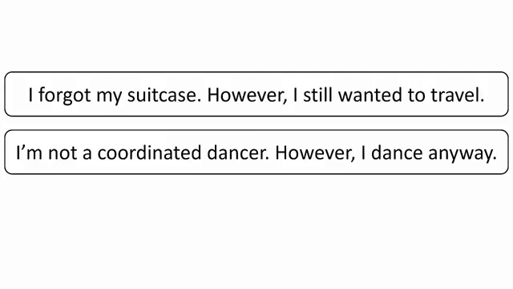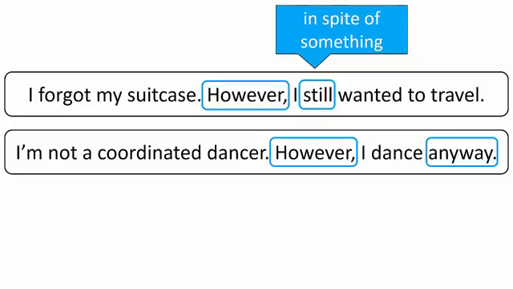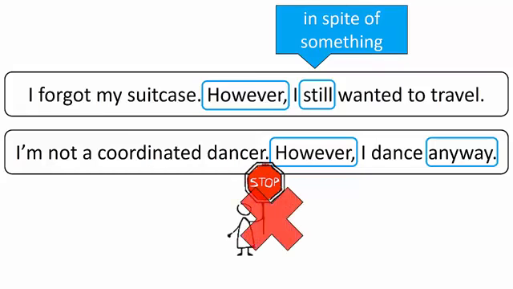Finally, let's look at some words that are commonly seen together. I forgot my suitcase. However, I still wanted to travel. I'm not a coordinated dancer. However, I dance anyway. Often, when we use words of contrast, we also use the words still or anyway. These mean that the second action is in spite of the first action. That means that there is really nothing that can stop me from doing the second action. Notice that still goes between the subject and verb, and anyway comes after the verb.